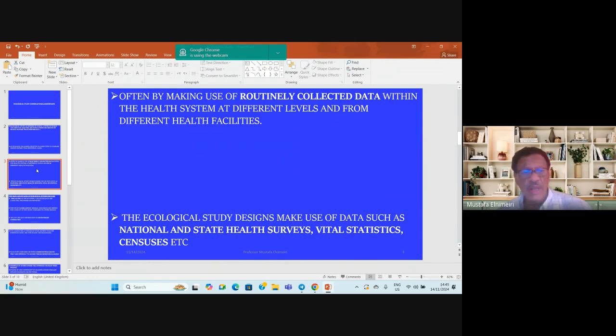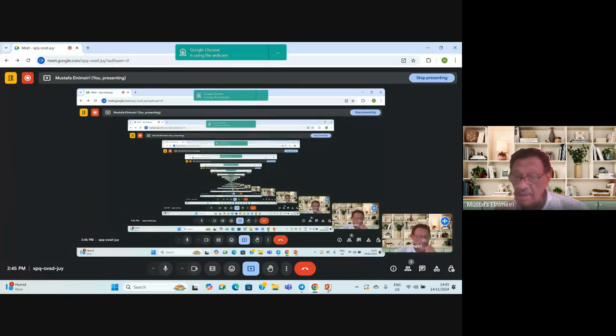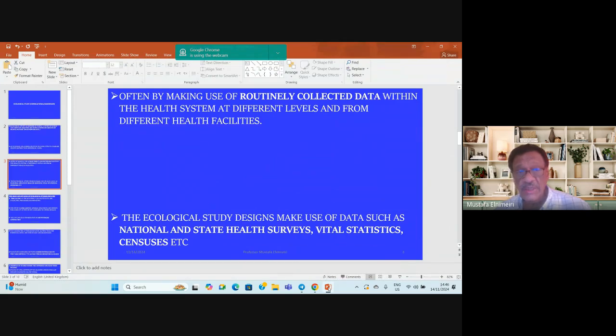And often we make use of the routinely collected data within the health facility, whether at the federal level or at the state level or the locality level, from hospitals, from diagnostic centers, from any of these health facilities. If we have an effectively functioning health information system, we can obtain the information at different levels, and then we can hold processing and reporting of these data.